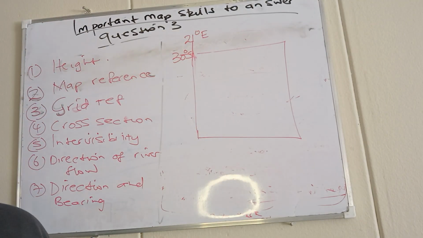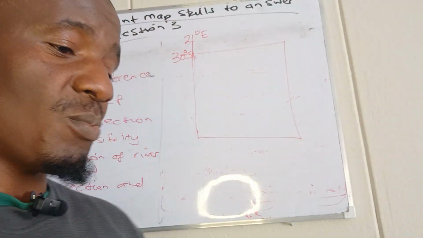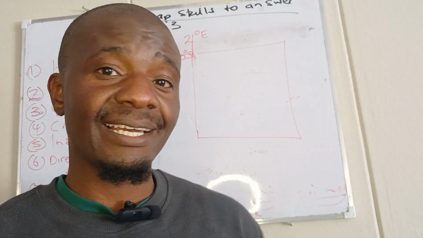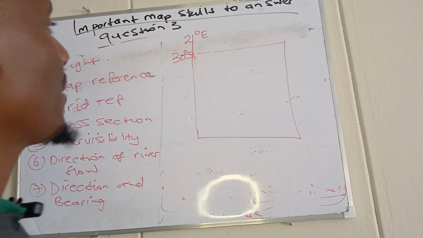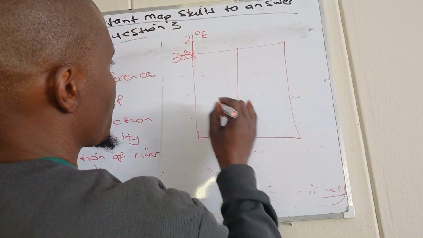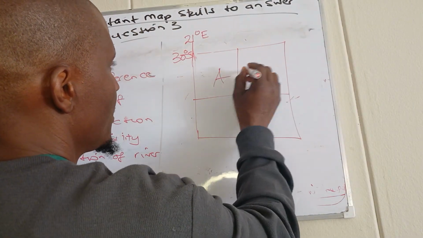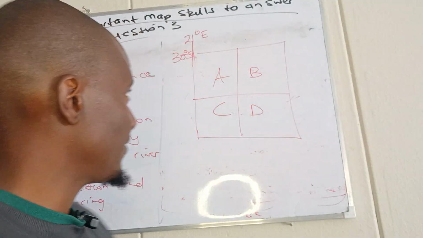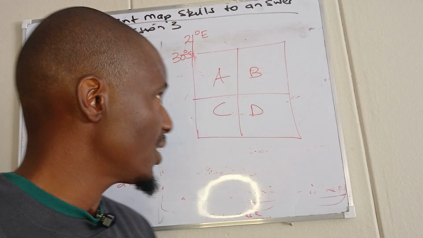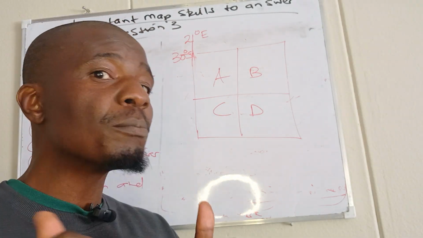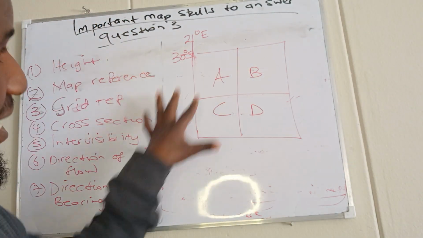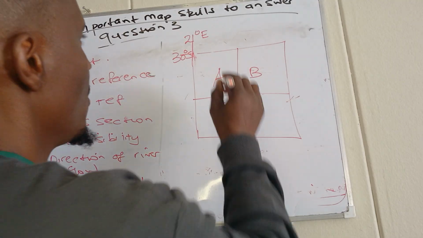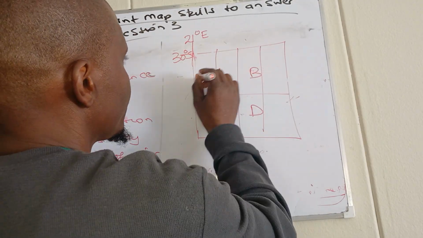Whenever they're doing maps, under map referencing, they divide the grid into 4 bigger blocks. That is your A, B, C, and D. That's what they do first. They divide the whole grid into 4 bigger blocks. I'm going to further divide each block into 4 blocks so that from the whole grid, I'm going to have 16.